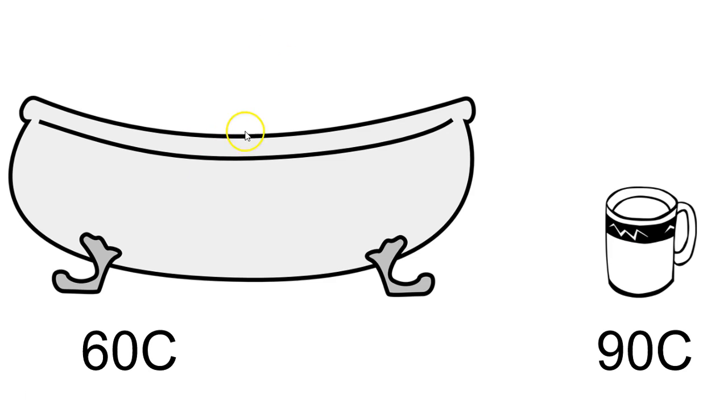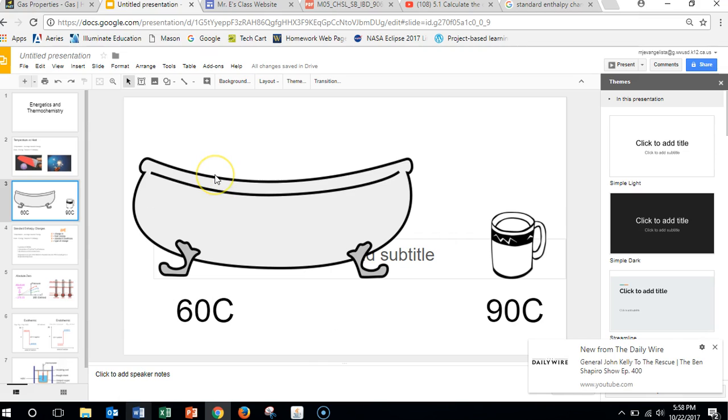And the correct answer would be you would put the bathtub, because even though the coffee cup has a higher temperature, there is more heat and more energy to be transferred because you have more mass in the bathtub.